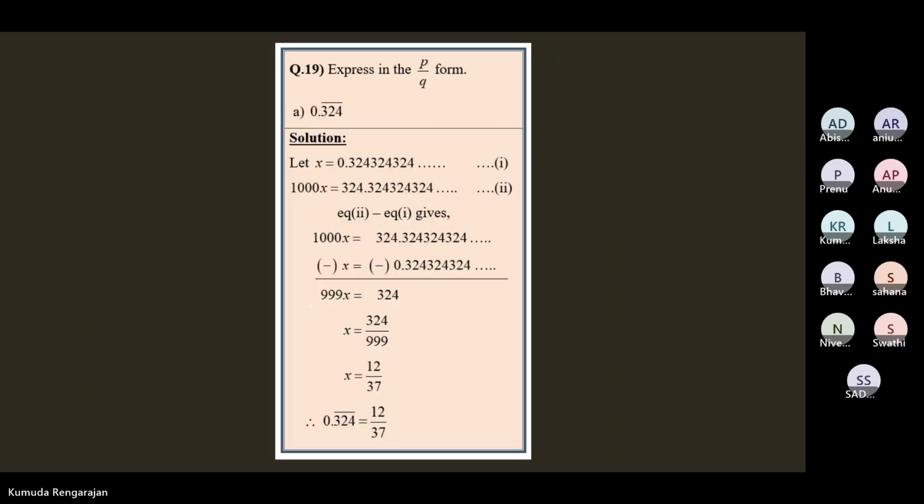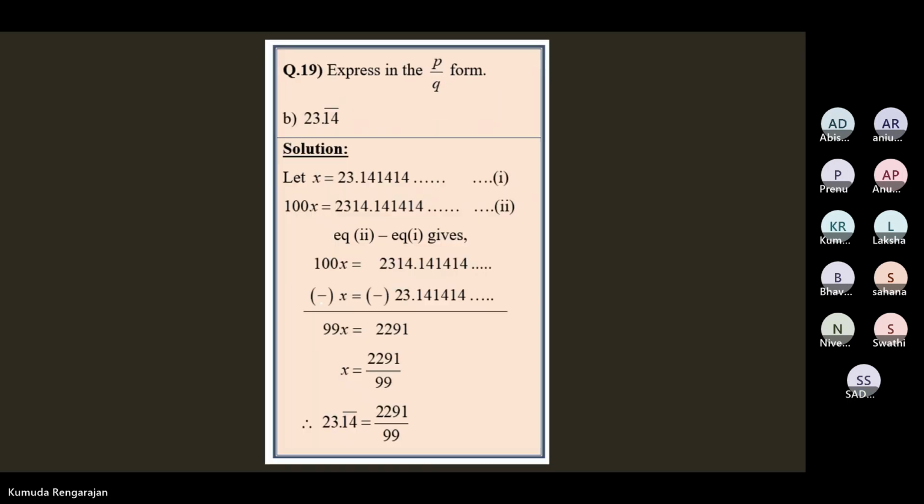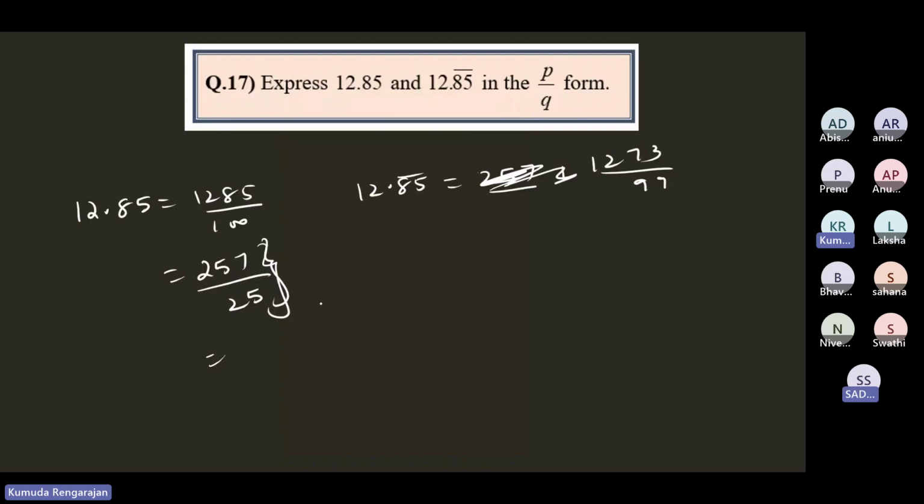Isn't it 257 by 20? No, I think I don't have the answer for that. Okay, I don't have the answer for this one. Yeah, but I can tell you. Yeah, 257 by what? By 20, ma'am. 257 divided by 20. Yeah, correct. It's by 20. What did you say, Bhavashya? 20 or 25? 20. Oh, okay.